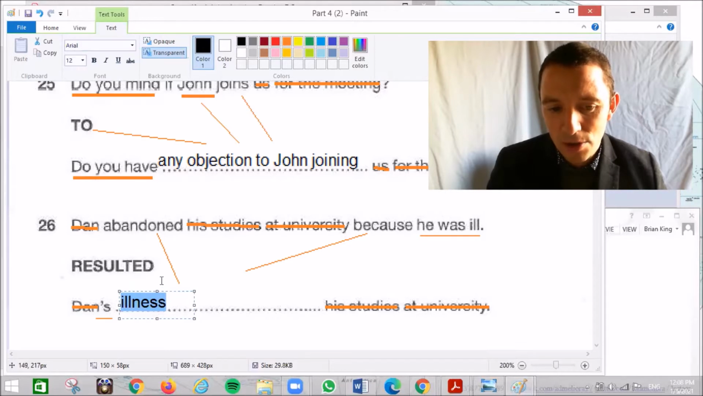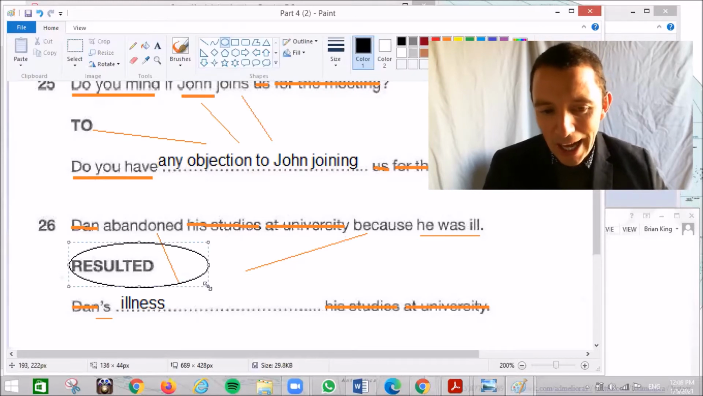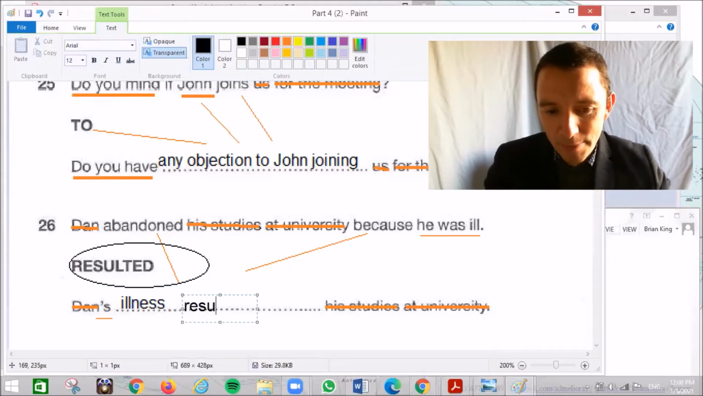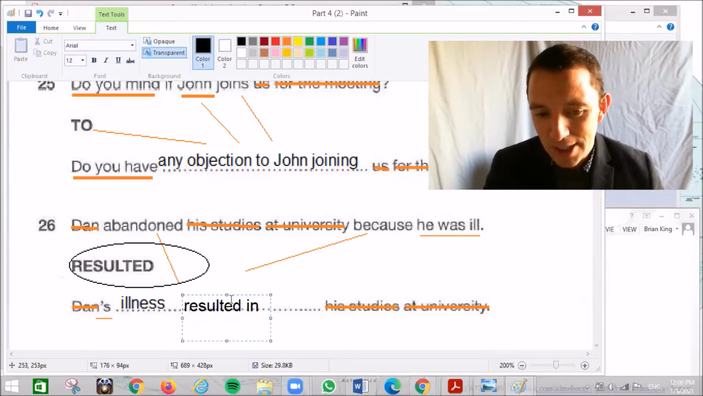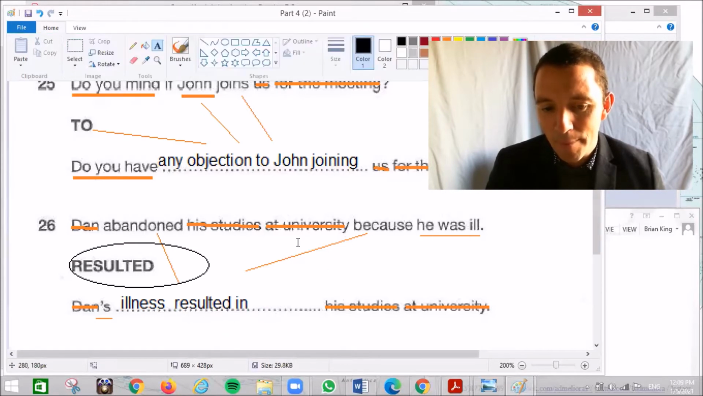Now we have the word resulted, so it's the past simple, but you need to think of a possible combination with resulted, and the typical combination with resulted is resulted in. Okay, so Dan's illness resulted in, that's normally the typical structure with the preposition and result, and it's the past, resulted in. Okay, so we can eliminate in the second sentence, we can eliminate ill, and resulted in is probably a substitution for because.